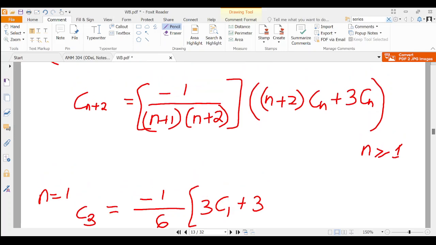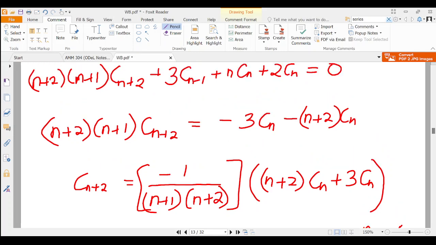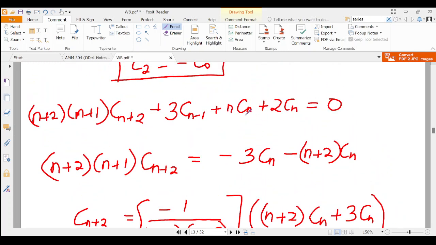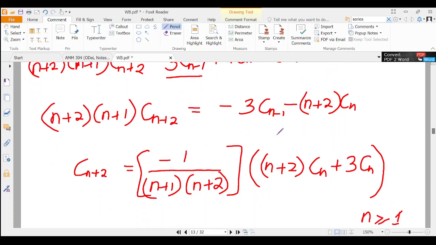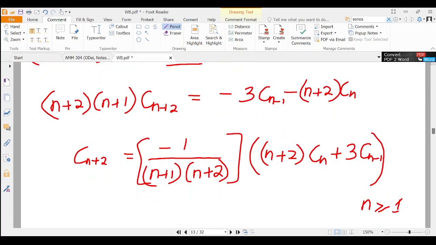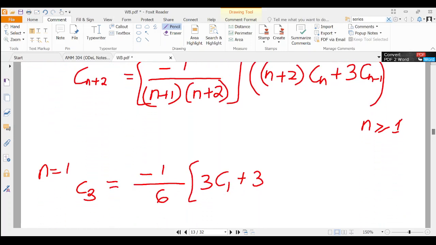Sorry, I think there was a small error somewhere. It is 3 Cn minus 1. This was n minus 1. From here, 3 Cn minus 1. So this is n minus 1 here. So when n is 1, n minus 1 is 0. So we have 3 C naught.